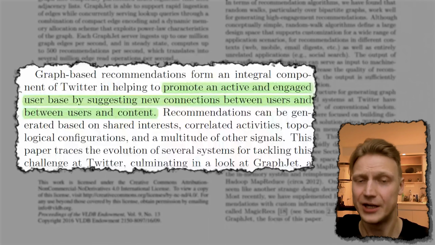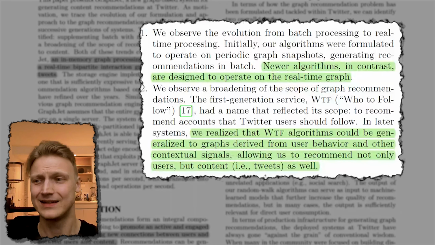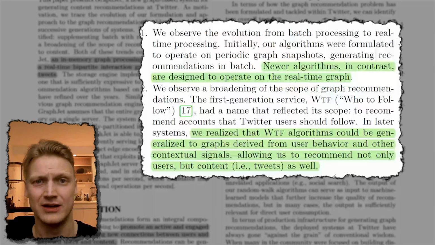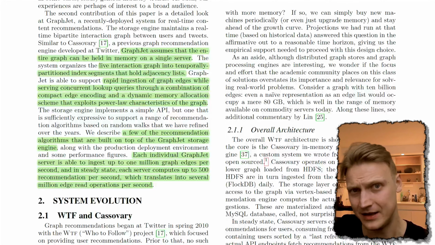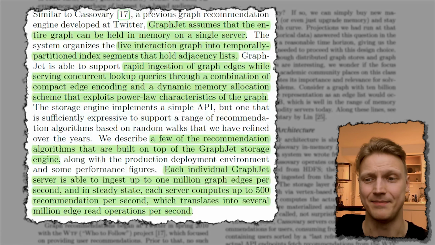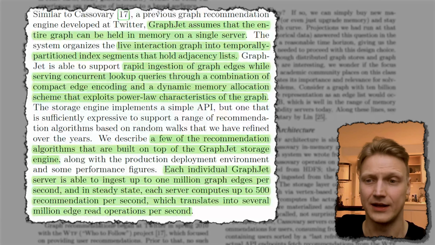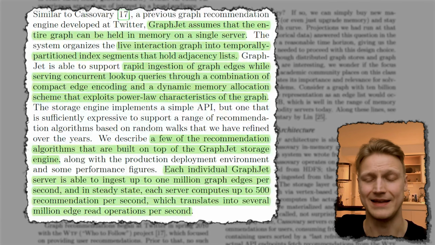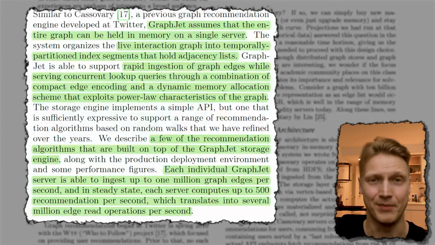The two important vectors around graph recommendation systems that they've been laser focused on are graphs themselves, derived from various contextual signals and user behavior, and an ability to process the graph in real time. GraphJet is essentially a storage engine for graphs, the entirety of which can be held in memory on a single machine. They provide a simple API, which they claim is very efficient because they power it with efficient algorithms in the backend that leverage concurrent lookup queries with dynamic memory allocation.